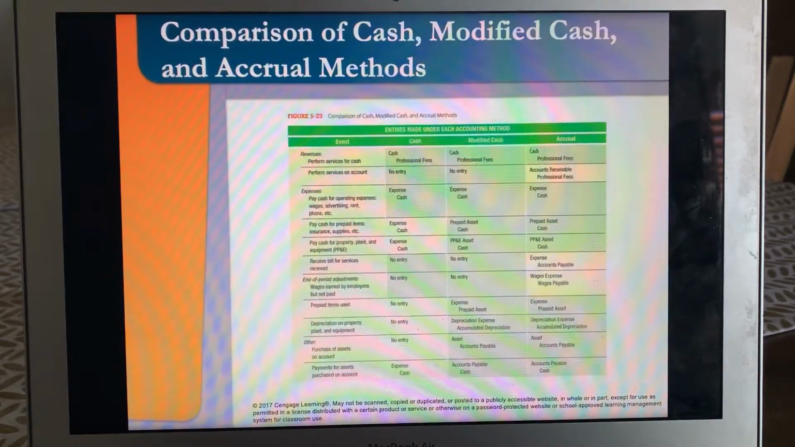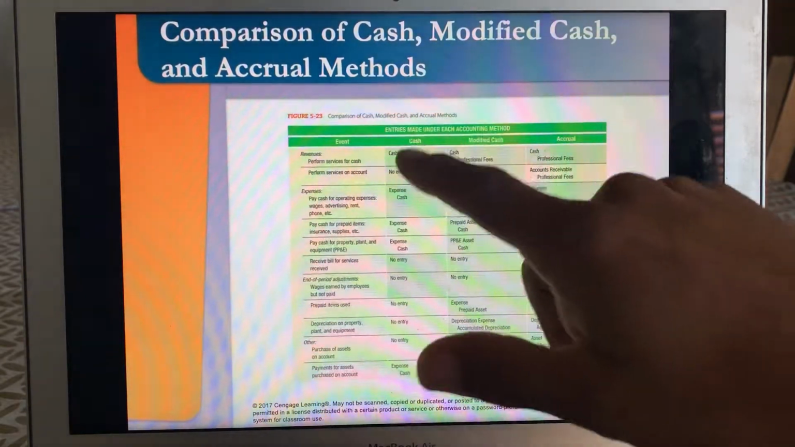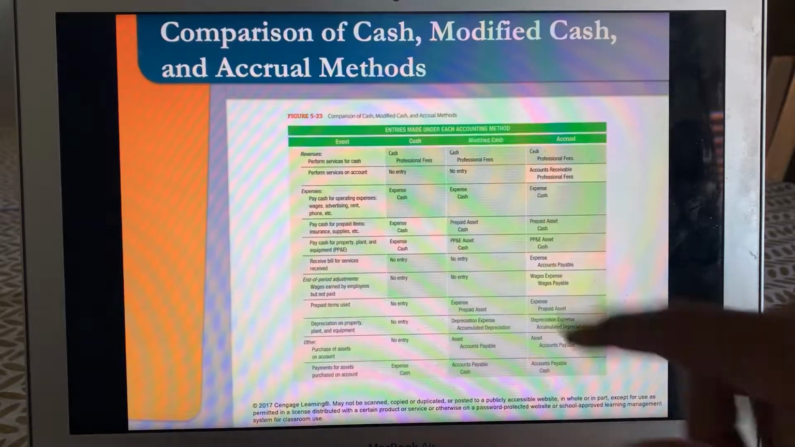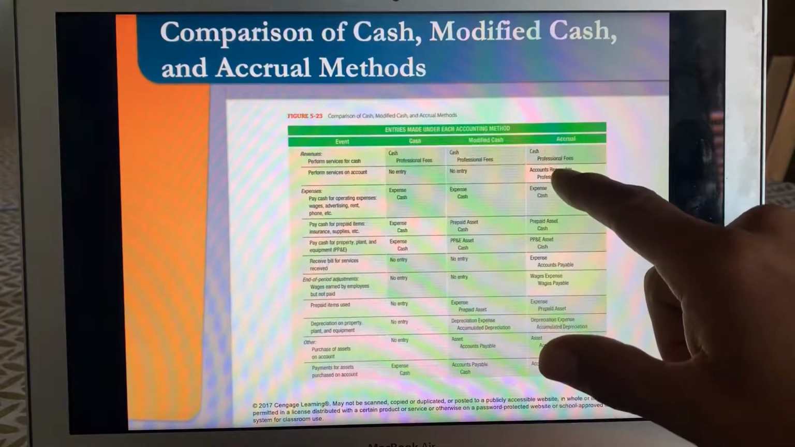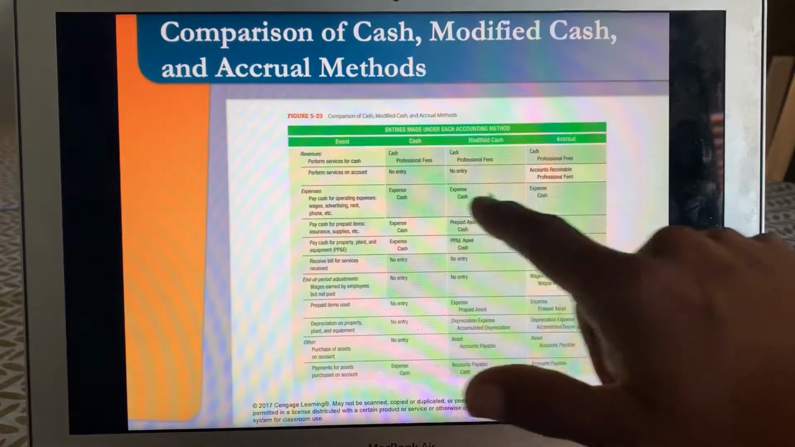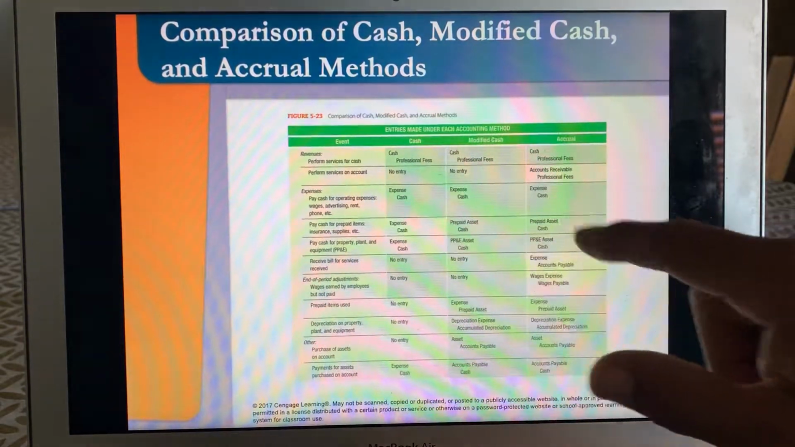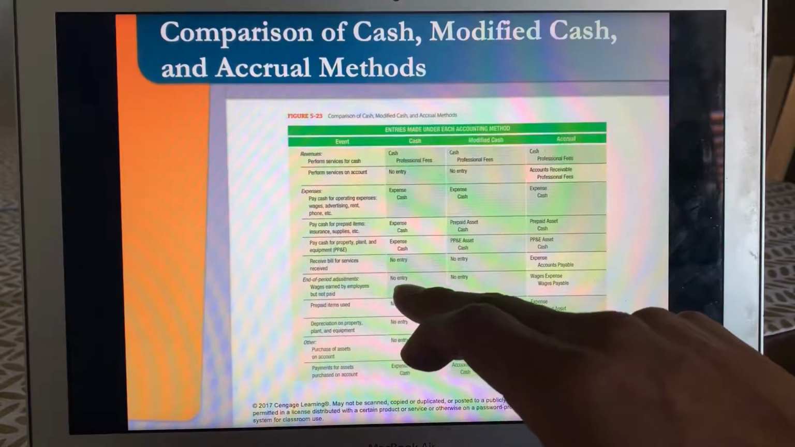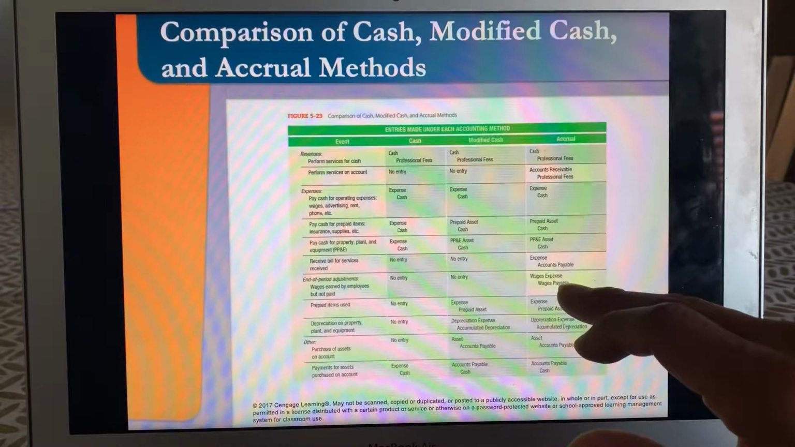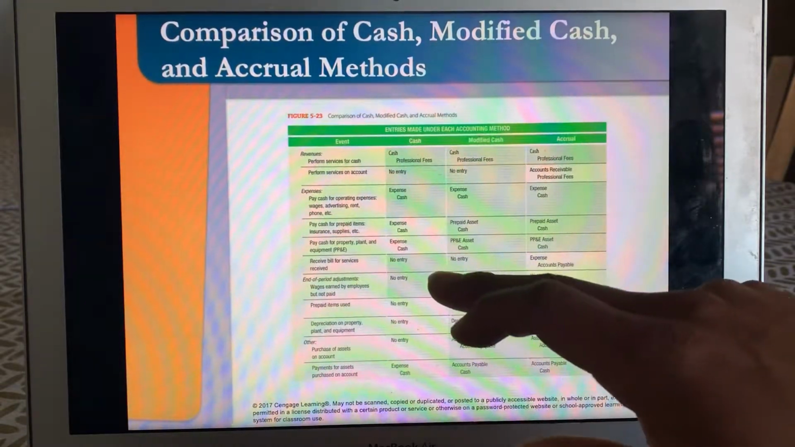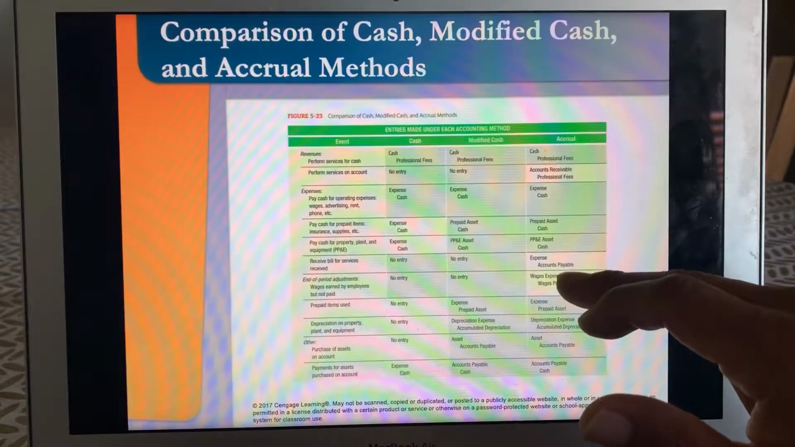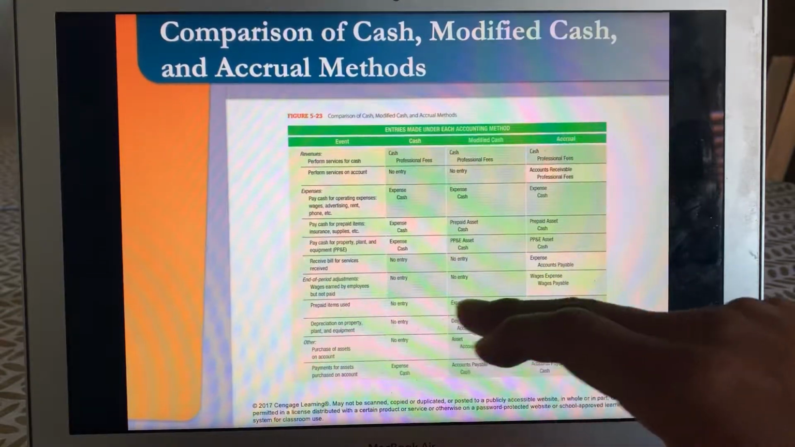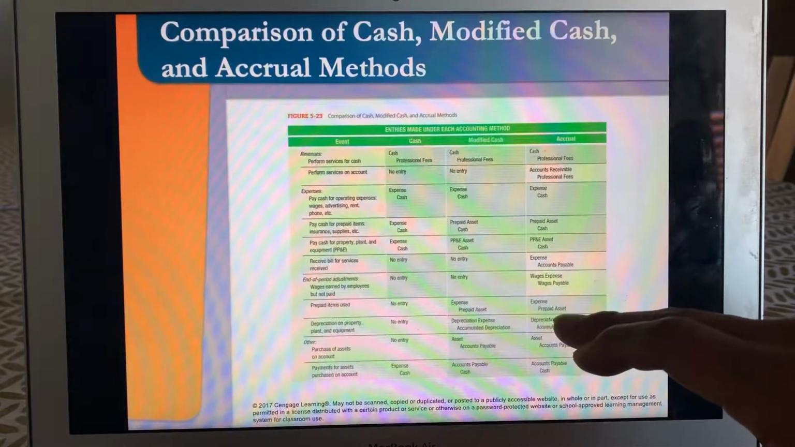So comparisons of cash, modified cash, and accrual basis. Take a look at this in your table. So notice no entry, but accounts receivable, there is an entry. Expenses, they are cash. Okay, so then those also are in there. So go through and look at these. End of period adjustment, no entry. And then wages expense, wages payable, just like receivable. No entry, expense and accounts payable. Prepaid items, no entry, expense prepaid, expense prepaid.